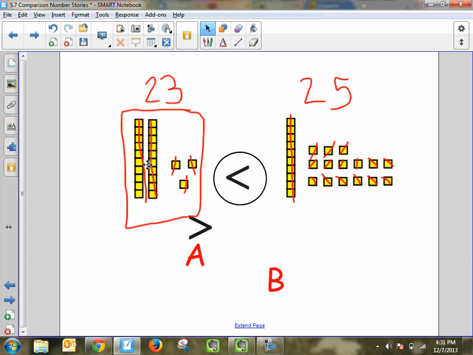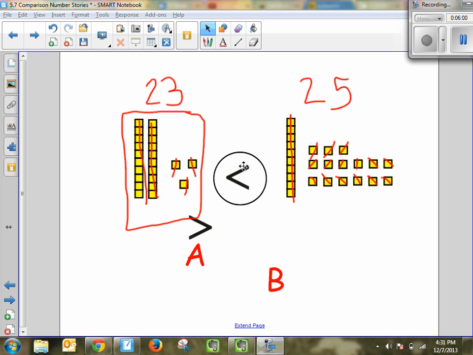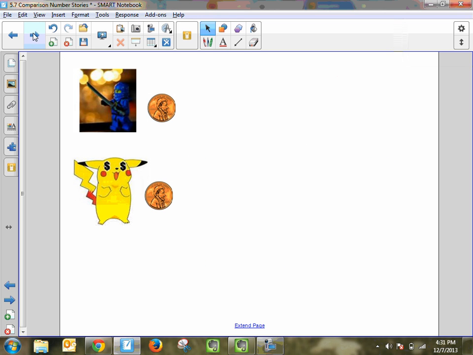So the reason I put this problem into our math lesson is that I wanted you to understand that just because one problem has more longs than the other doesn't mean the group that has more longs is always going to be the bigger number. You just have to make sure that you always count each group to figure out what number goes with each group. Now we've practiced with base 10 blocks comparing numbers. Now let's talk about some pennies and using pennies to compare.